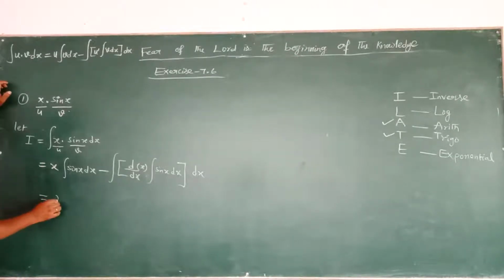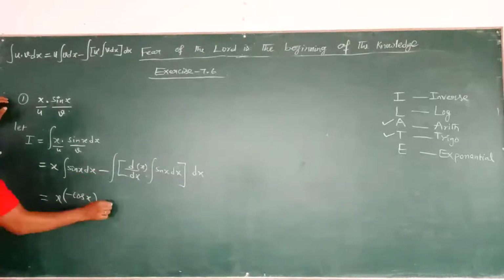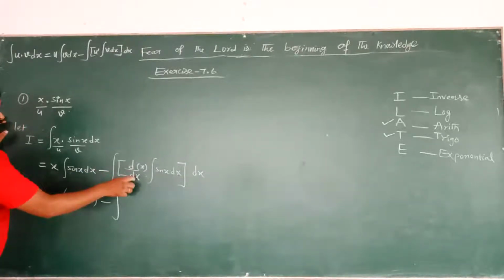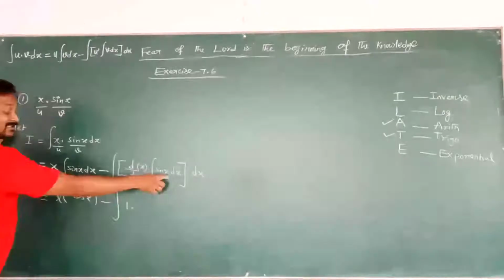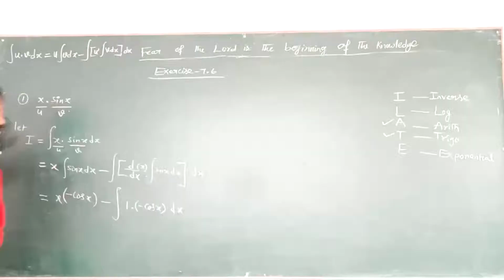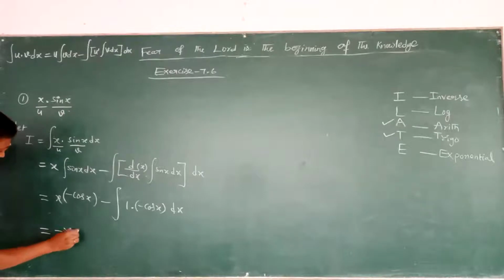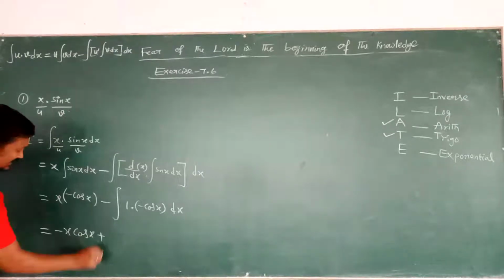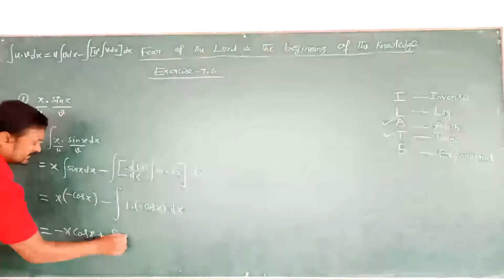So x as it is. You know that integral sin x is nothing but minus cos x, so write minus cos x. Next, minus symbol as it is, integral again. d by dx of x, dx upon dx, is nothing but 1. Integral sin x is nothing but minus cos x, dx. Clear? So now minus into minus is plus. Let me write here minus x cos x, minus into minus plus. Now integral cos x is nothing but sin x, so write sin x. That's it. Plus c. Finished, your answer.